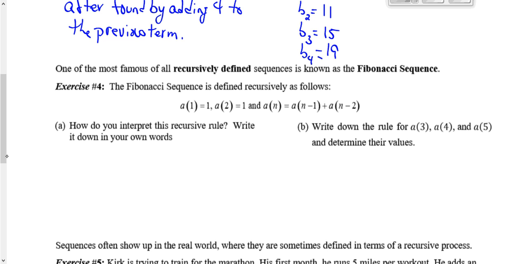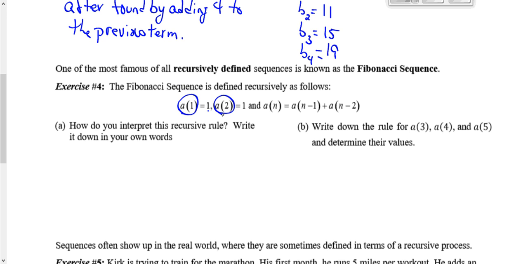So they're back to using n's again, and they're using function notation. Take a look at this recursive definition. What's the first term of this sequence? The first term, A1, equals 1. The second term, A2, also equals 1. So we start out with 1, comma, 1. Not too hard, right?